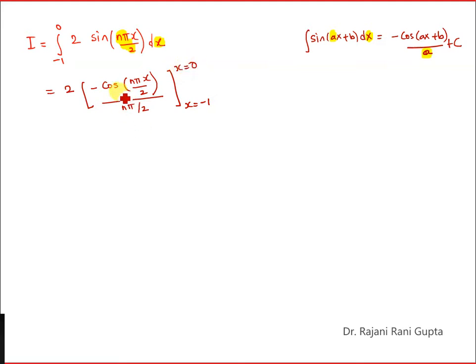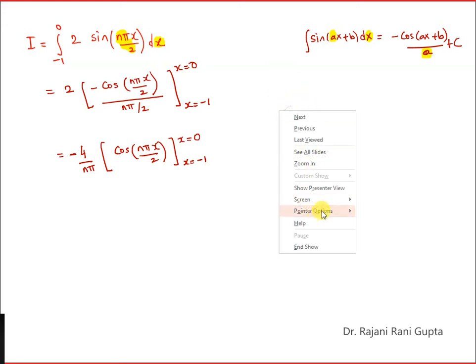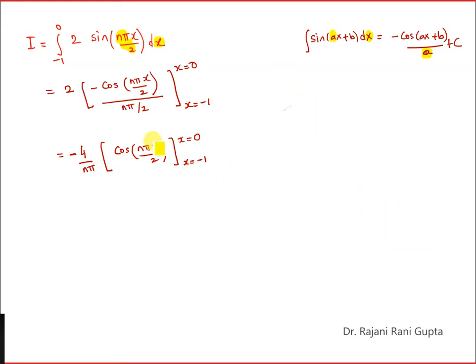Now this is minus cos, divided by n pi divided by 2, so this 2 goes in the numerator. This 2 multiplied with this 2 gives you 4, and this minus we can write in the beginning. Both n pi are independent of x, so we write them outside, and then we write cos n pi x over 2, with x from minus 1 to 0. Now we have to substitute x, first replacing it by 0 and then by minus 1.